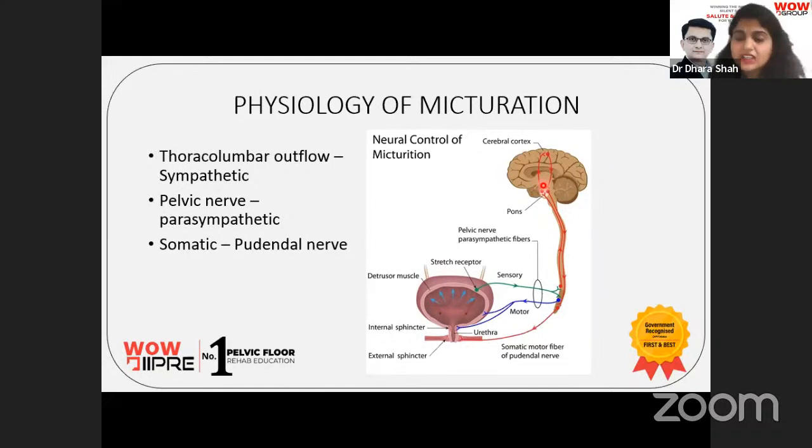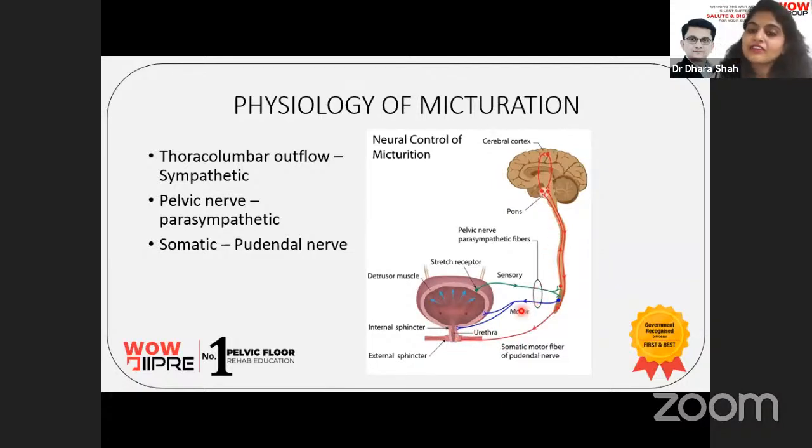Now, when we talk about the pontine centers, from here up till here, this is the cerebral cortex, the prefrontal cortex, you can say the cingulate gyrus, and the pons, the pontine micturition center, and then comes the role of the sympathetic and the parasympathetic outflow, and the somatic nerve supplying the pelvic floor muscles, that is the pudendal nerve.